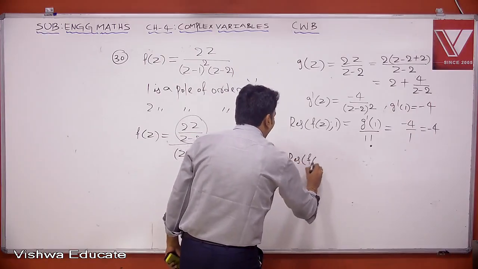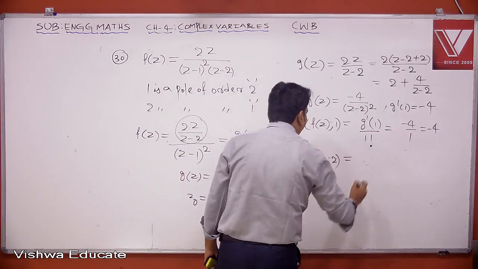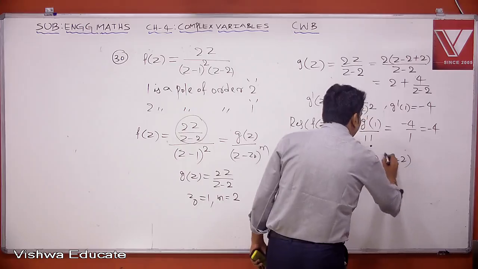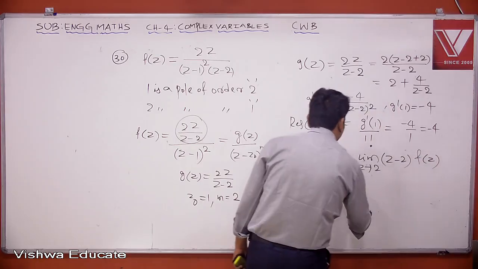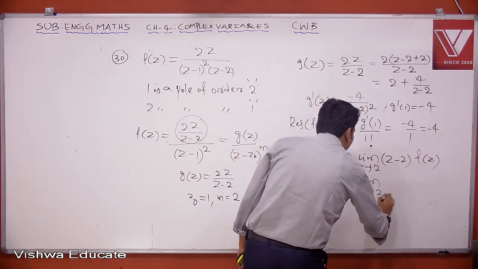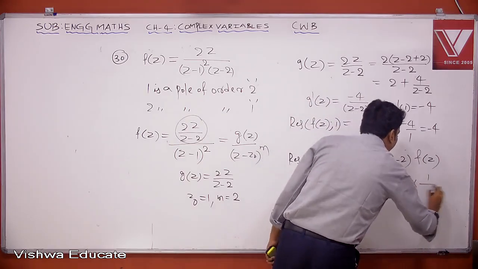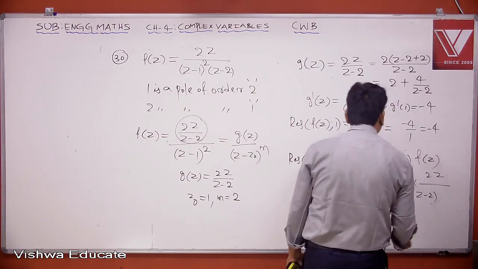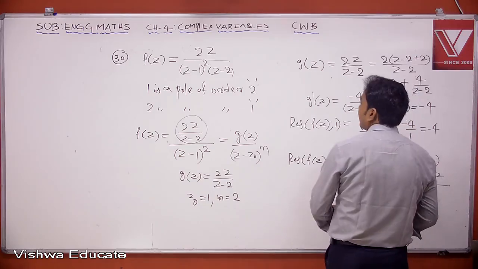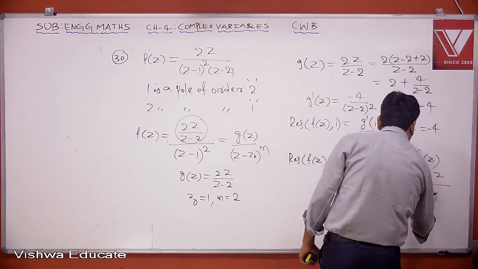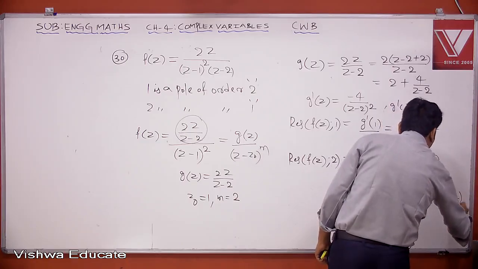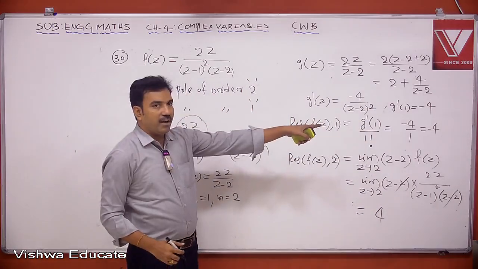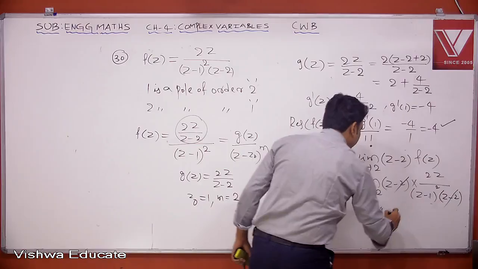Here 2 is a pole of order 1, you can apply case 1. So residue of f of z at 2 is limit z tends to 2, z minus 2 into f of z. What is my f of z? f of z is 2z by z minus 1 whole square into z minus 2. z minus 2 gets cancelled. This will be 4. So one residue is minus 4 and second residue is plus 4.